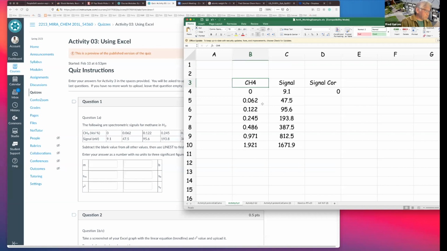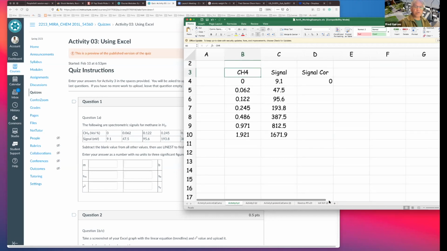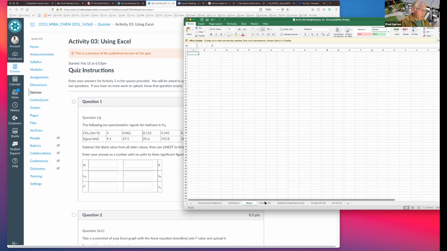0, 0.062, 0.122, 0.245, 0.486, 0.971, 1.921, and then the signal 9.1, 97.5, 95.6. So if you have Excel, why don't you go ahead and do that now so that you can do this problem at the same time that I'm doing it.